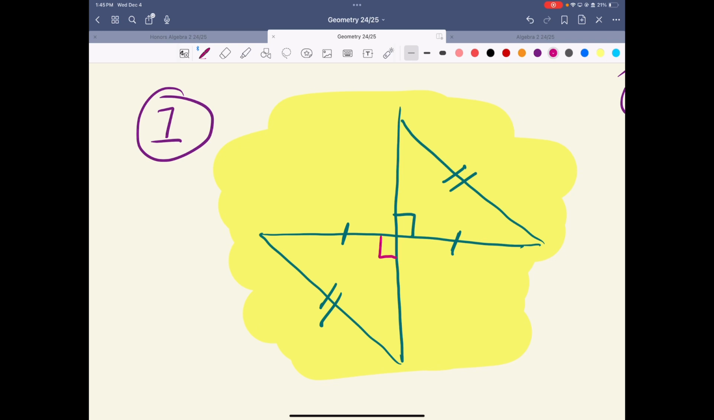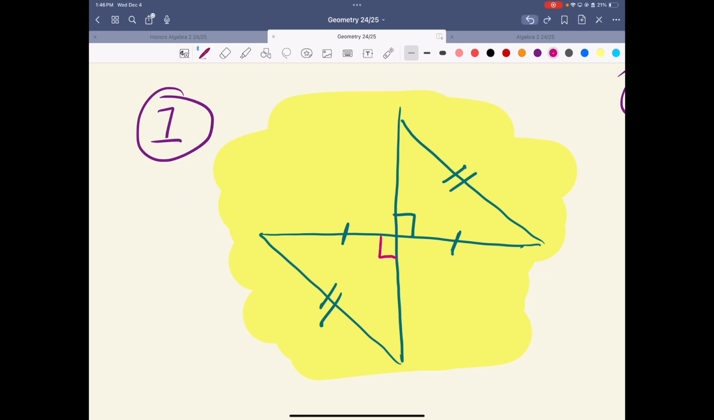If it's not 90 degrees, hypotenuse leg doesn't work. You notice we've got the hypotenuse, that's the side opposite, and we've got the corresponding sides, both here and here. So solution-wise, this is yes, they're congruent to each other, and they're congruent by hypotenuse leg. And again, hypotenuse leg only works if you have a 90-degree angle. It does not work if it's not 90 degrees.